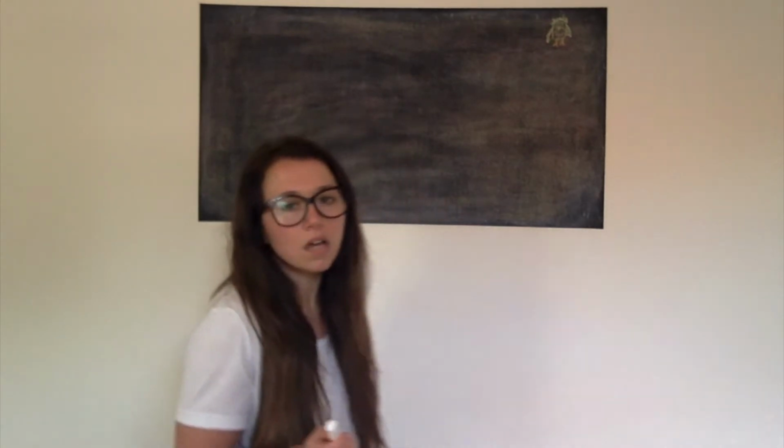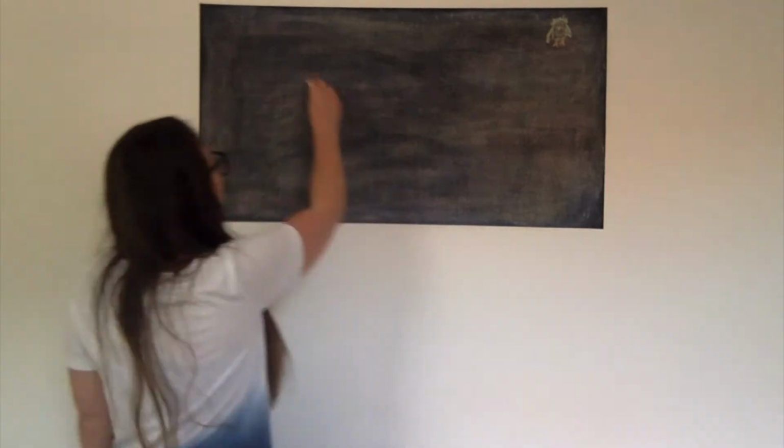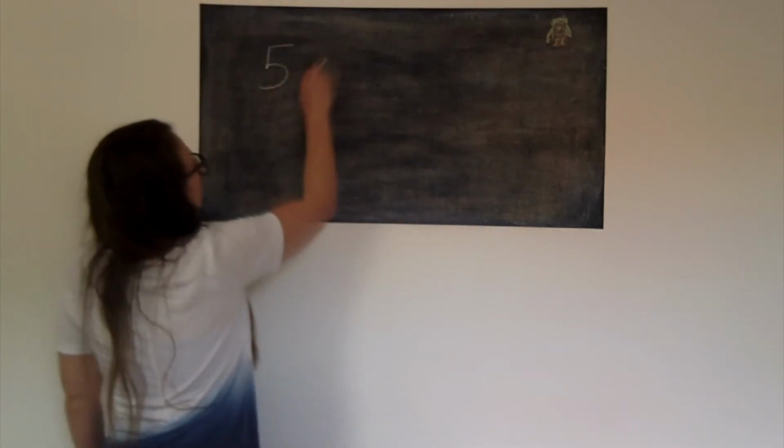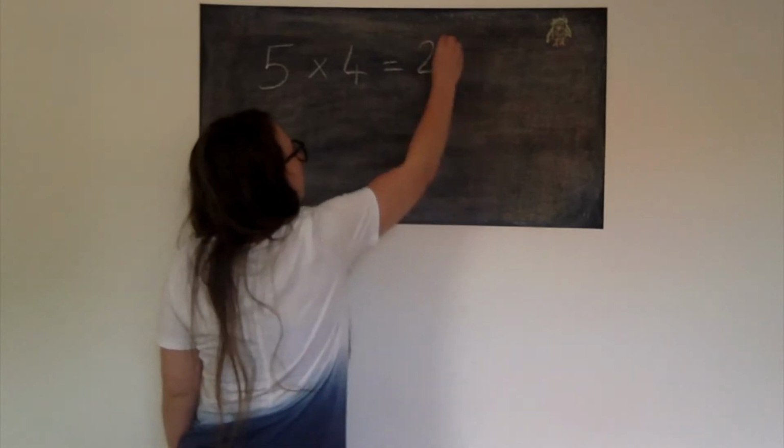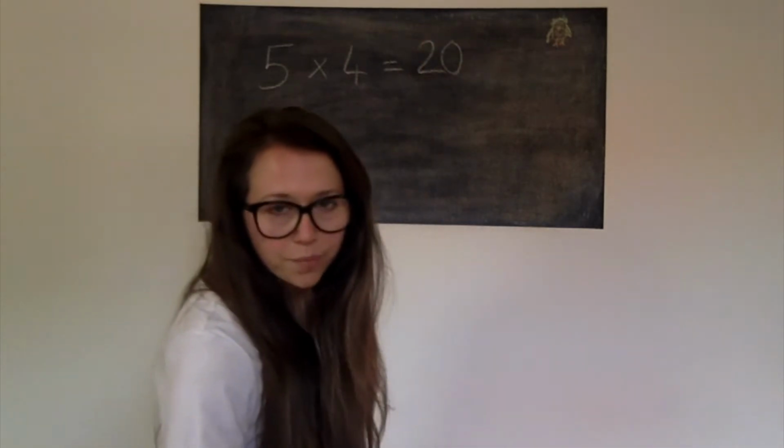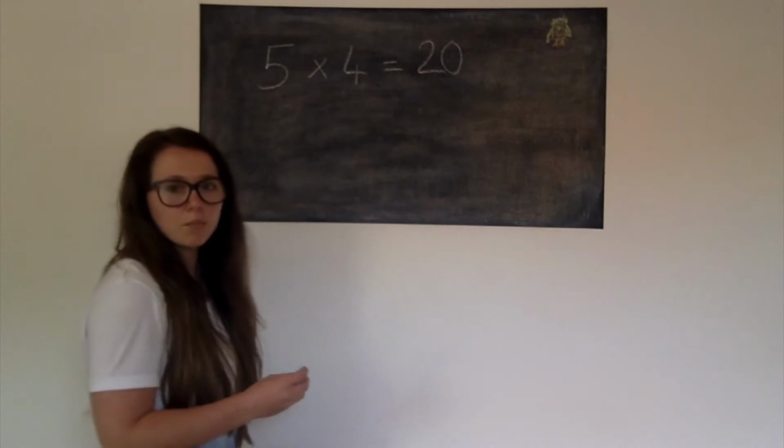So, today we are going to be looking at factors and multiples. As I said, this should be easy peasy today because it's not new learning. So let's start off with something easy peasy lemon squeezy. 5 times by 4 equals 20. Now, that's not the difficult bit. We're thinking about today factors and multiples.